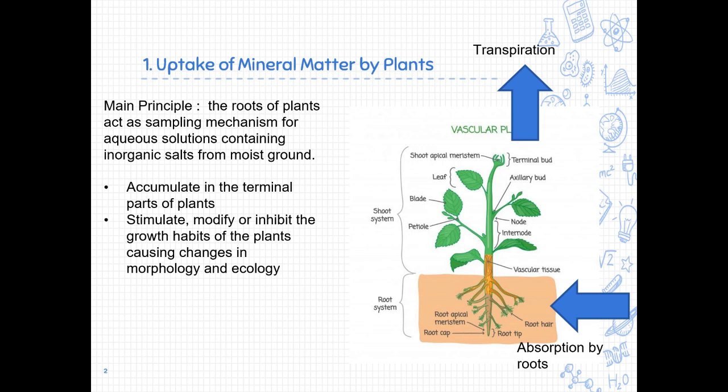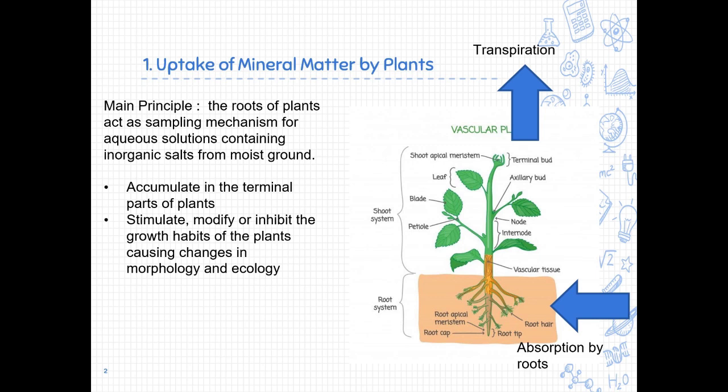Okay. So we have two kinds of samples which are provided by the plants. One where there is accumulation of elements in the terminal parts, for biogeochemical survey, and the other where we can directly look at the plant, their morphology and their ecology, in the geobotanical survey.